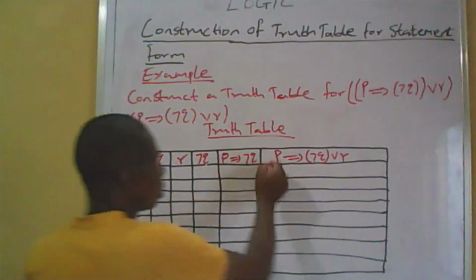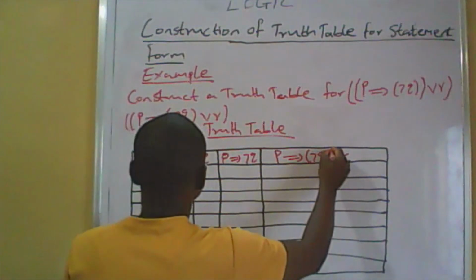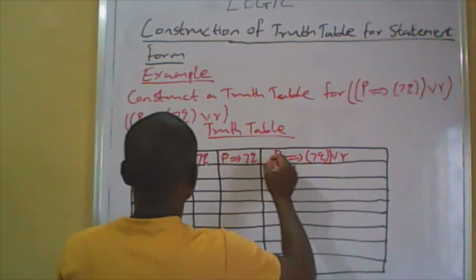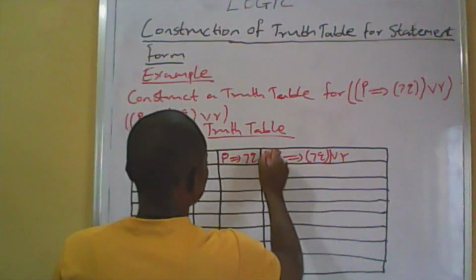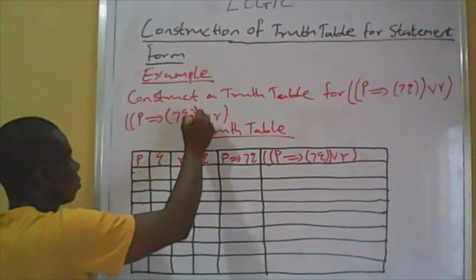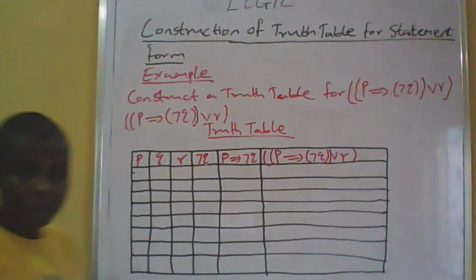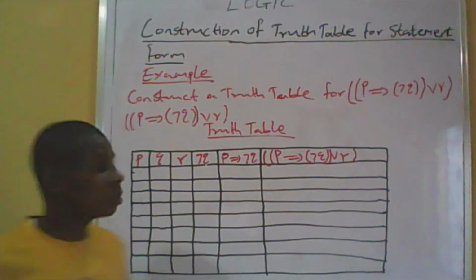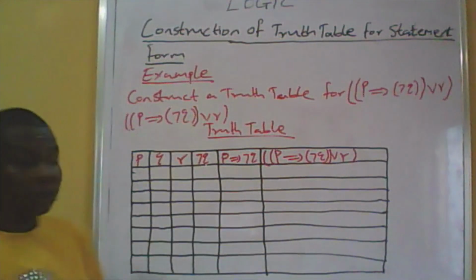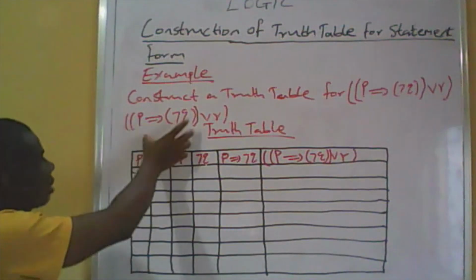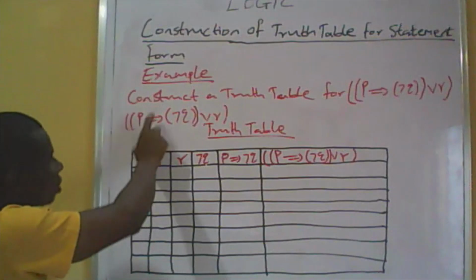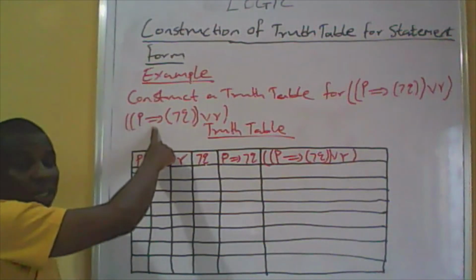Sorry, there must be brackets here. So there must be a bracket there. That is the bracket that combines this not Q and R by this or connective.